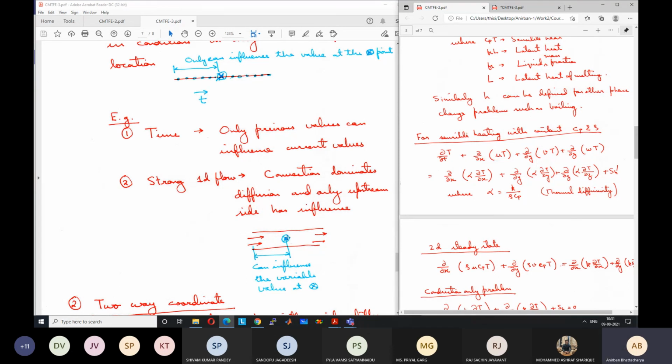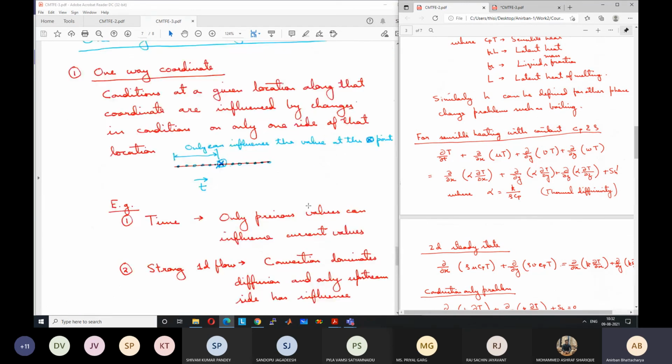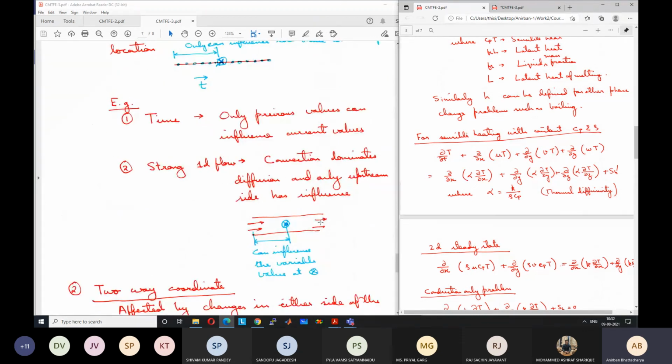So any change that occurs here only affects the future points, and the value at this point is only affected by the previous points. If I put a heater here and another heater here, this point's value is not going to be affected by the new heater. But if I put a heater on the left-hand side, it is going to affect the value here. So any change at this point is only governed by the previous values. So it's like a one-way coordinate problem, and we can solve it like a time marching problem. But instead of time marching, we can just march along the space x direction, and we can store much less data for solving this problem.